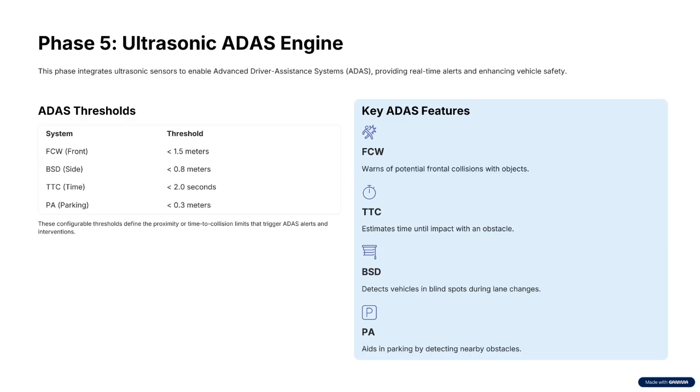In phase 5, we have the ultrasonic ADAS engine. This phase implements ADAS, which is Advanced Driver Assistance System. We use ultrasonic sensors to detect nearby obstacles. The main features are front collision warning. It alerts the driver if an object is less than 1.5 meter away. Then blind spot detection. It checks vehicles on the left and right side. Then time to collision. Instead of only measuring distance, it predicts how much time remains before the impact.